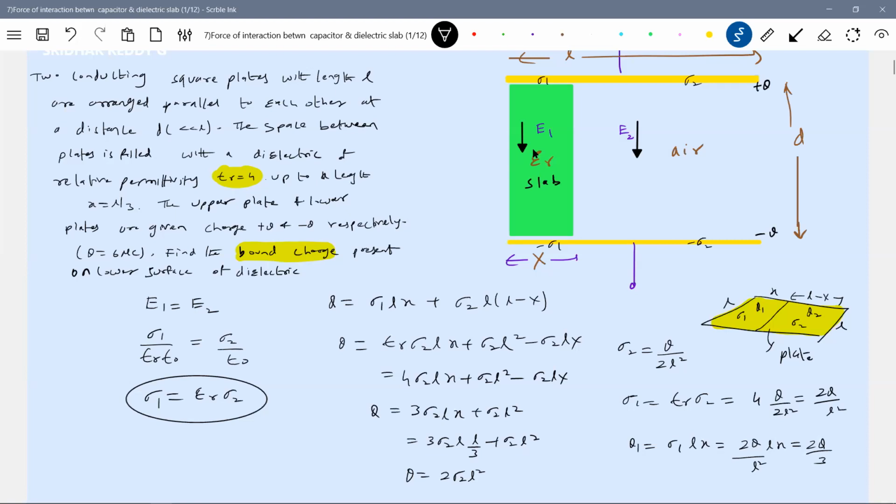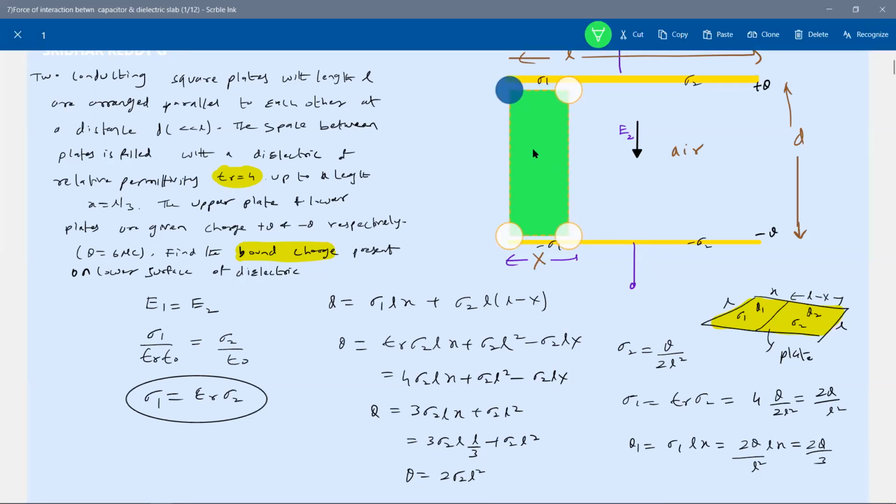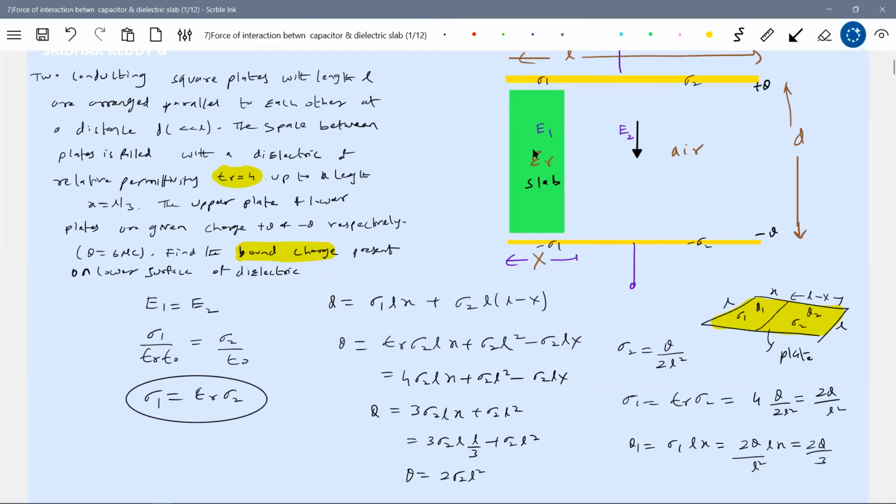Able to make it out? Okay, now let's come to the question. Find the bound charge present on the lower surface of the dielectric slab. What do you mean by this? The dielectric slab is here. I will show it slightly, a little bit, because I have to show the distribution of charge. The gap is what you have to neglect. Here, the capacitor is present. So here the charge, what happened? The total charge Q will not be distributed uniformly here.